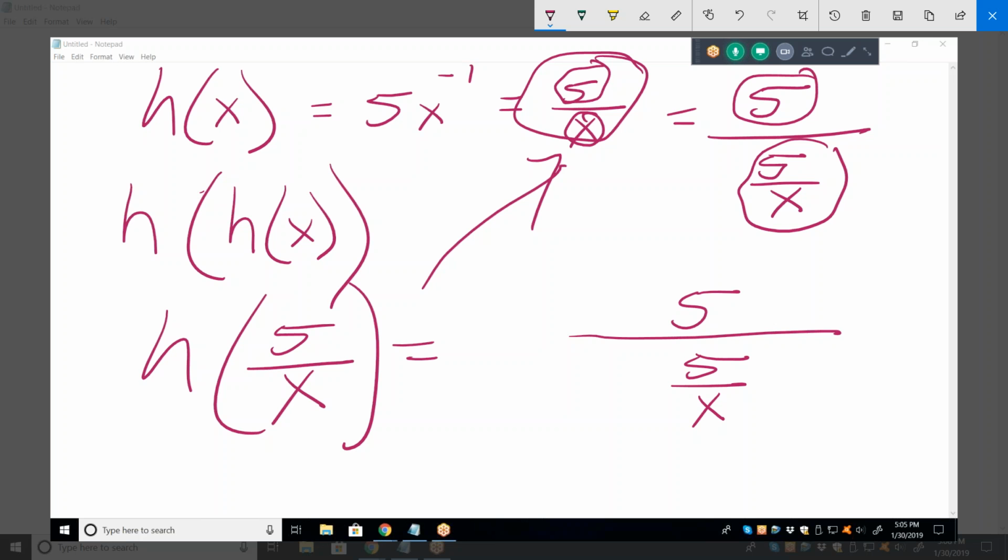I'm not too familiar with dividing by a fraction. Flip the bottom and multiply. In other words, you never divide by a fraction. You always flip it and multiply. So this whole thing is equal to 5 times x over 5. The 5's cancel. That's equal to x. Okay.